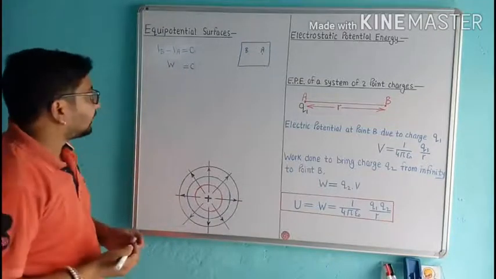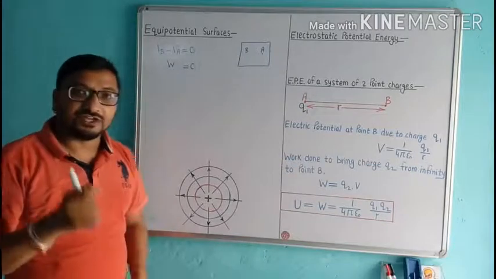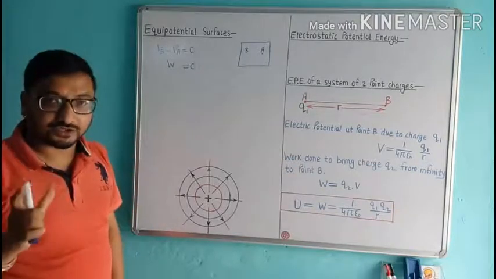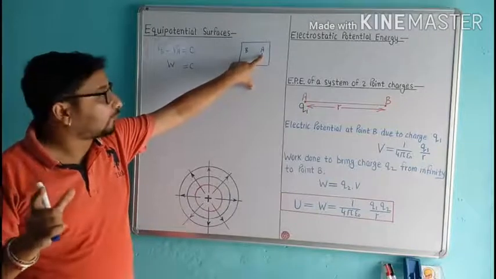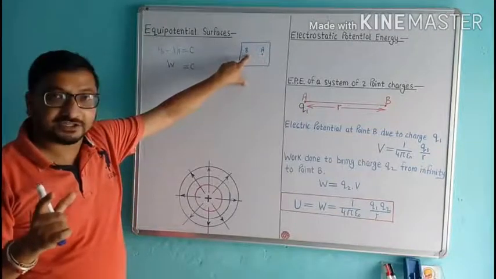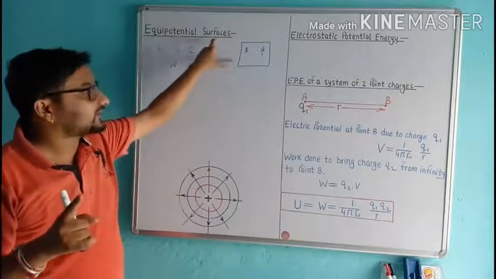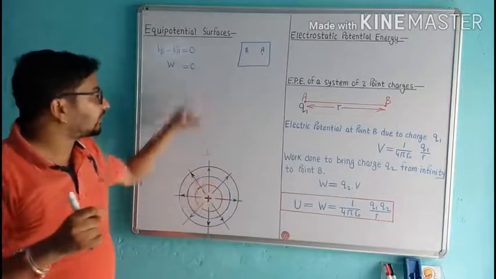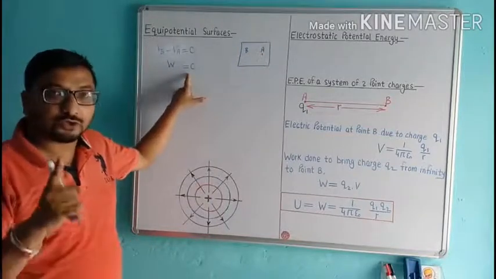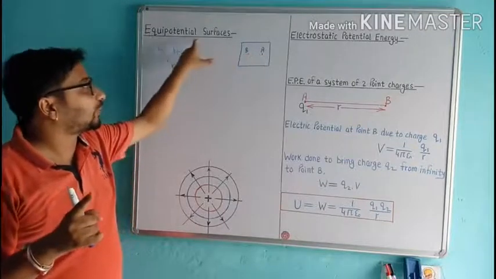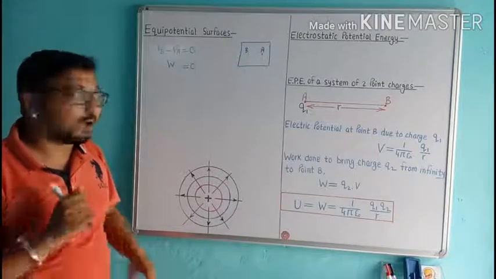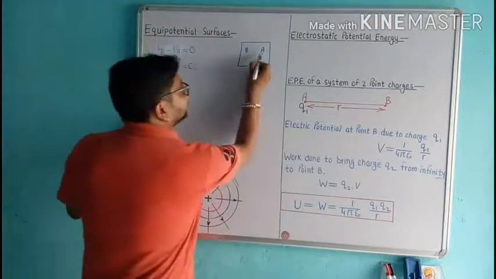That means there is no need to do work to move any charge from one point to another on the equipotential surface.